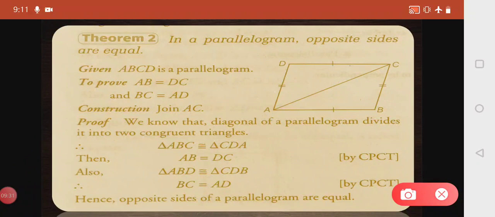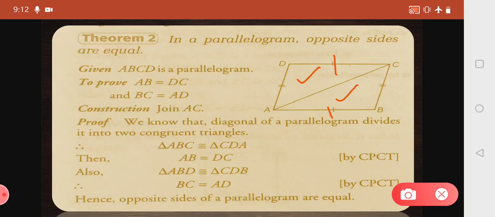We know that diagonals of a parallelogram divide it into two congruent triangles. In the previous theorem we have seen that if a diagonal is there, it will divide the given parallelogram into congruent triangles. Therefore, triangle ABC is congruent to triangle CDA. Now, if these both triangles are congruent, then AB equal to CD, that is CPCT.